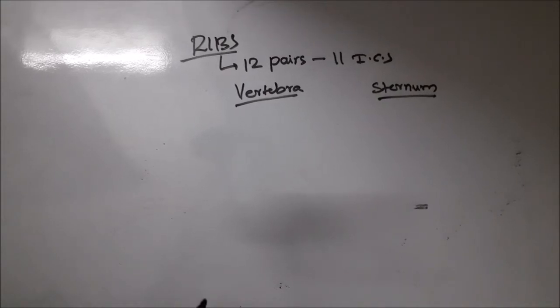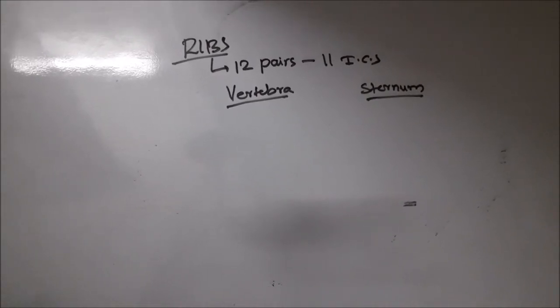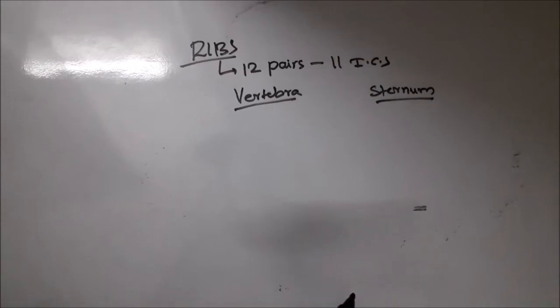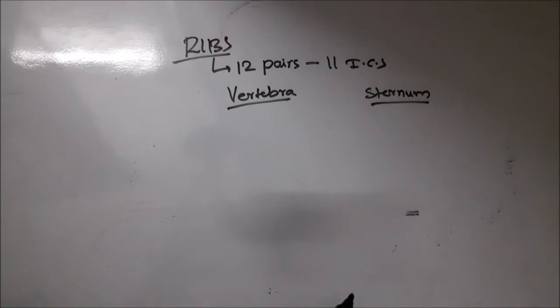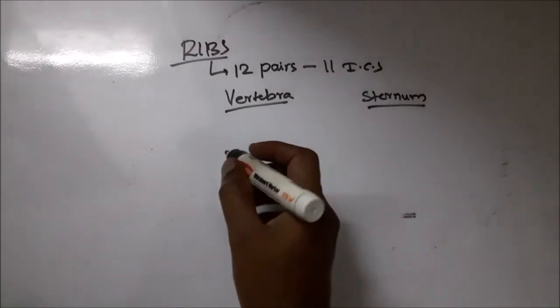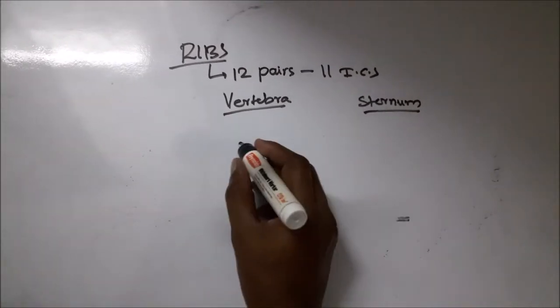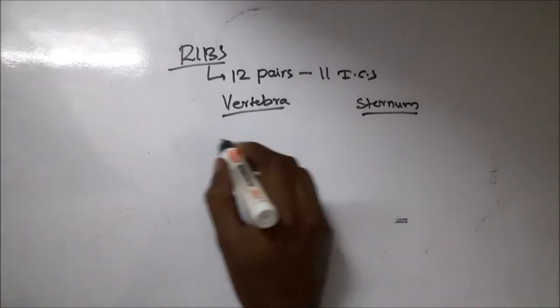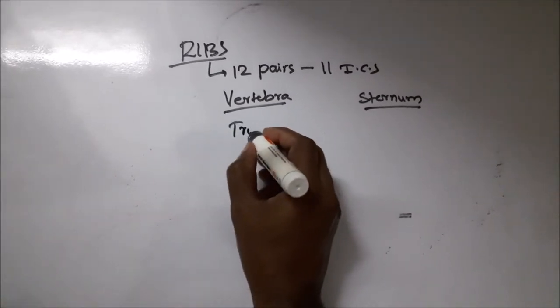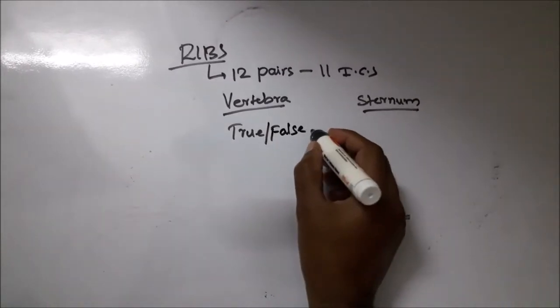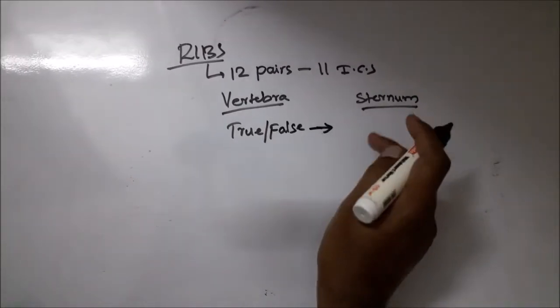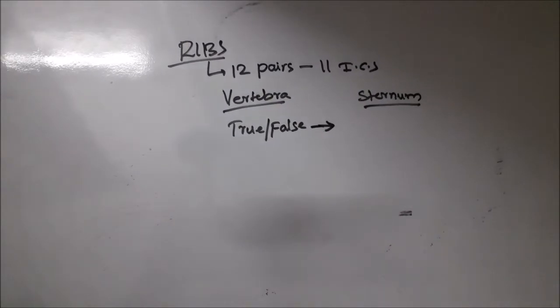One more thing you need to know about these ribs is that the length of the rib increases from the first to the seventh rib, then afterwards the length decreases. Then coming to the classification of the ribs based on their attachment. One classification is true or false ribs, based on whether they are attached to the sternum or not.